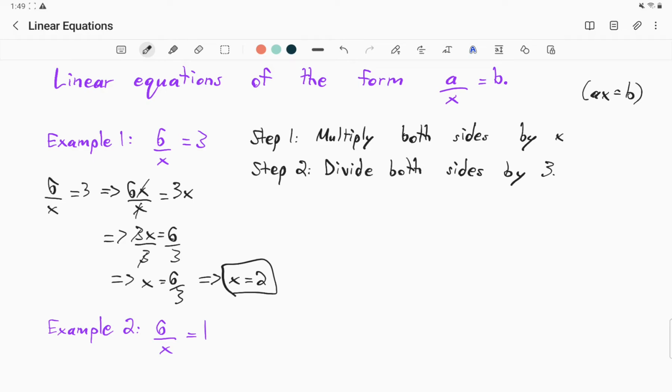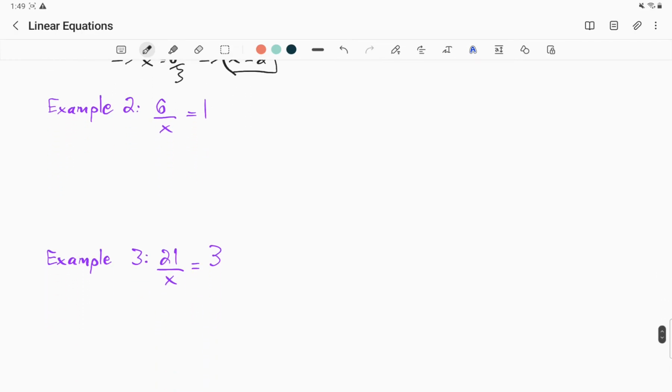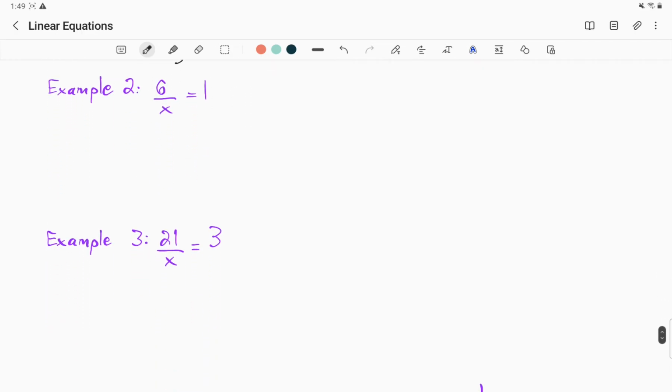So there's just one additional step here. It's a over x equals b. We turn it into the form a times x equals b by multiplying both sides by x. Whenever we do math, we try to do a whole bunch of examples. That's how you learn. You don't just do one. You do a bunch. So we'll do another example here.